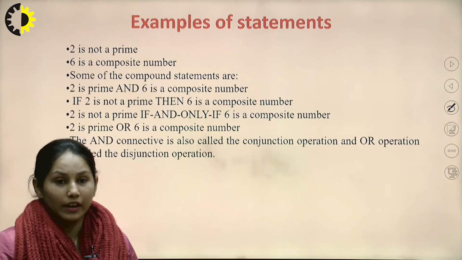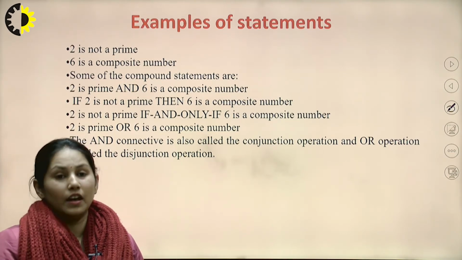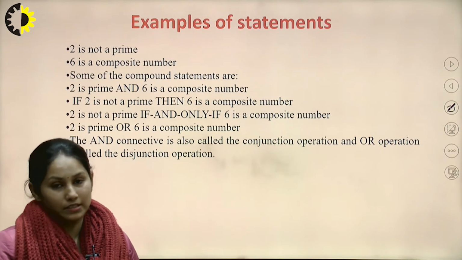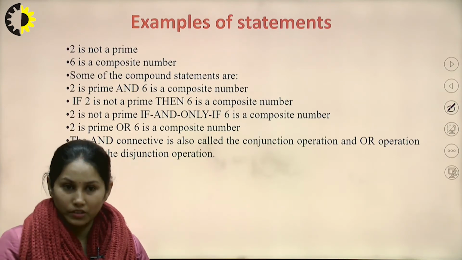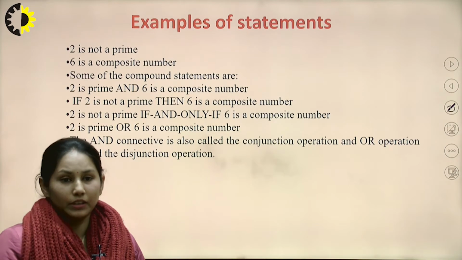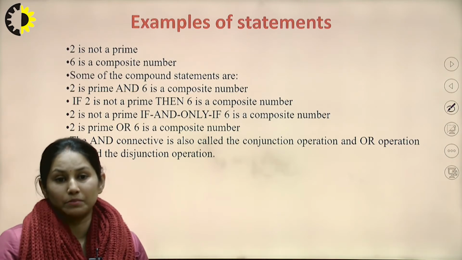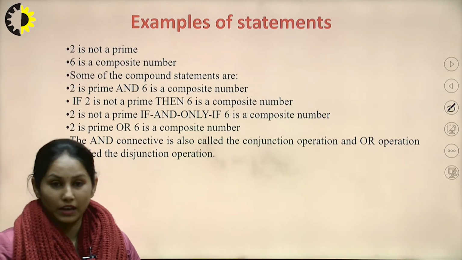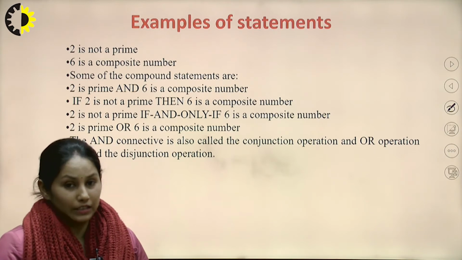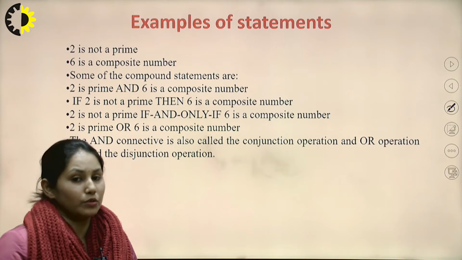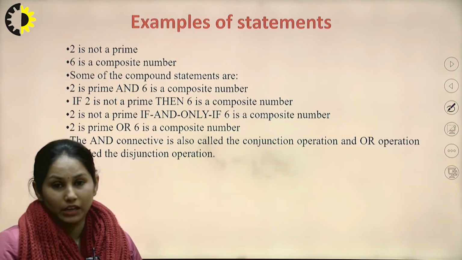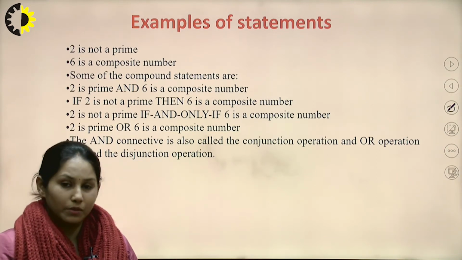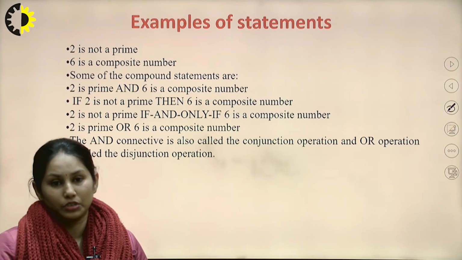So here, if-then is the connective, and "2 is not prime and 6 is a composite number" is a declarative statement. In the next example, "2 is not a prime if and only if 6 is a composite number." So again, we are using a connective here, that is if and only if, and I am combining two statements, that is, 2 is not a prime and 6 is a composite number.